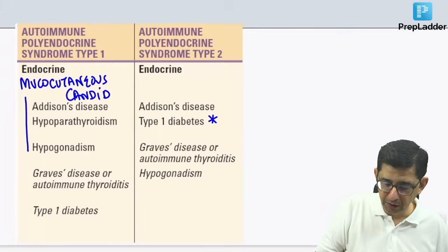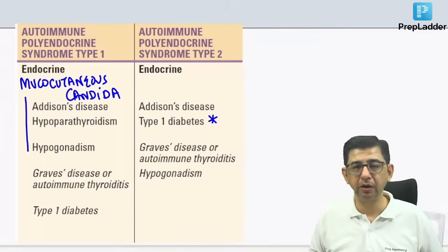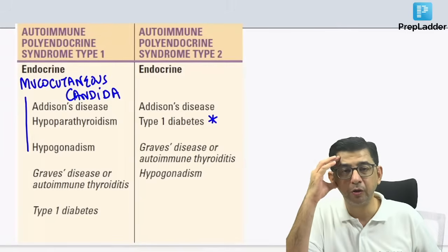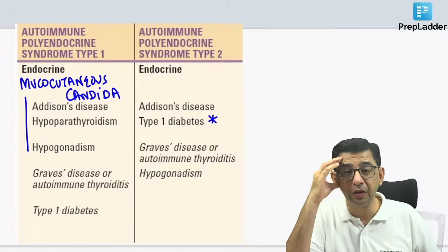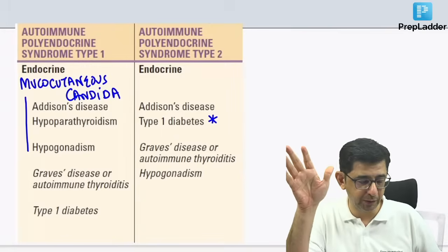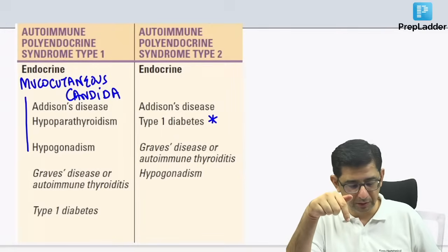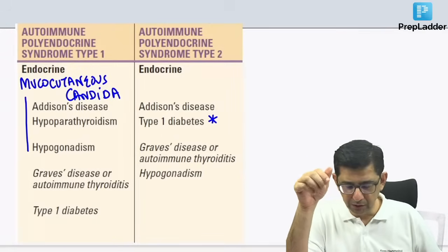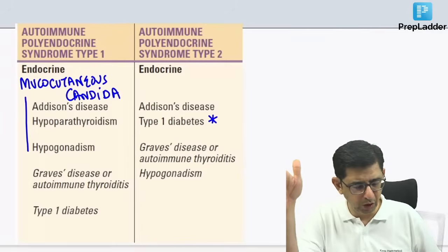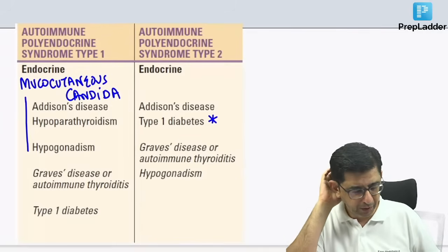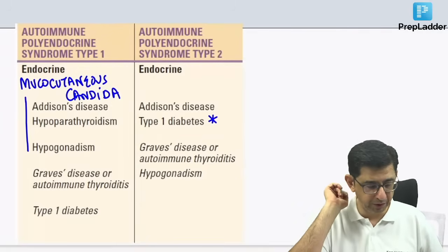If you can just click a picture of it, this has to be a memory in your mind with respect to the involvements seen in this condition, because they'll make it an all-except question. And yes, vitiligo and associations are more common with autoimmune polyendocrine syndrome type 2.